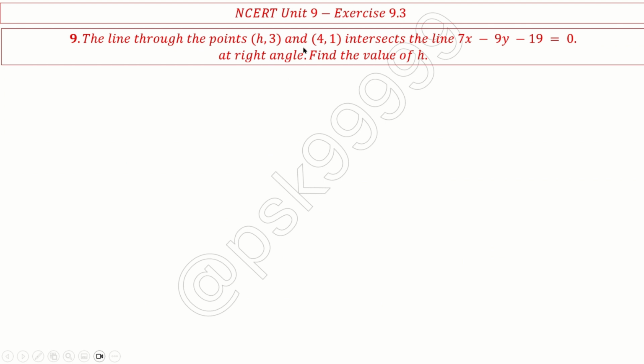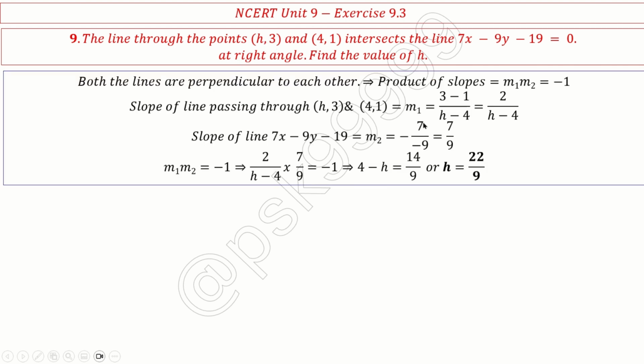The line through the points h comma 3 and 4 comma 1 intersects the line at a right angle. Find the value of h. First, you need the slope of the line through h comma 3 and 4 comma 1, which is 2 by h minus 4. Now we know that this slope is perpendicular to the line's slope, so the product of these two will be -1. The slope of the given line is 7 by 9. So 7 by 9 into 2 by h minus 4 equal to -1. If you solve it, you get h is equal to 22 by 9.